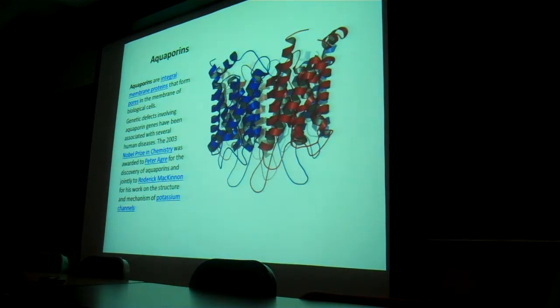Just know what an aquaporin is. Okay, it's a pore that lets water into the cell. Why is that important?